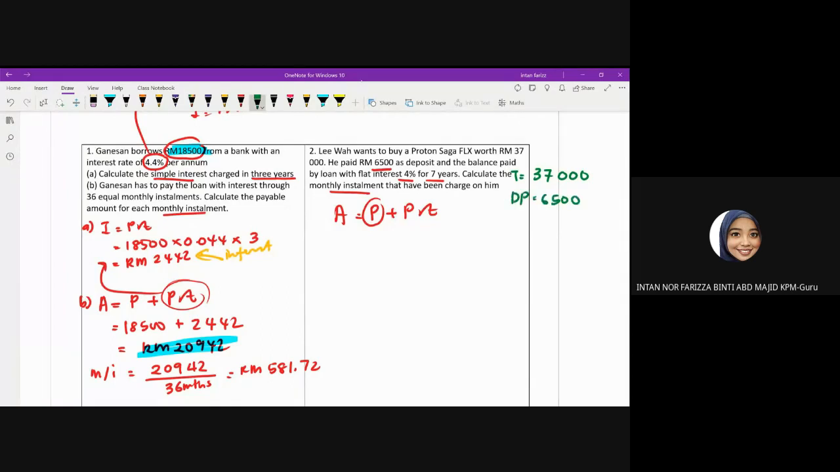So after dia dah bayar down payment, you tak boleh kata he borrowed 37,000 from the bank. No, you have to minus the 6,500 from the 37,000. So this balance yang dia pinjam from the bank tau. This is the loan from the bank. Okay, balance will be 37,000 minus 6,500. So when you minus, you get 30,500. Tak adalah banyak sangat dihutang from the bank, betul tak?